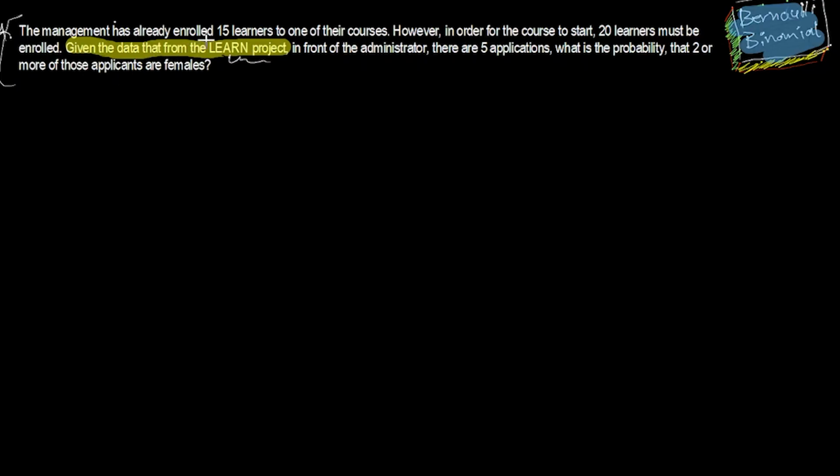This segment has already enrolled 15 learners in one of the courses. However, in order for the course to start, 20 learners must be enrolled. And given the data from the Learn project, in front of the administrator there are 5 applications. He's asking a question: what is the probability that 2 or more of these applicants are female? That is a generalization of a Bernoulli. We know that for one of them the probability of being female is 54, but we are talking about 2 or more.